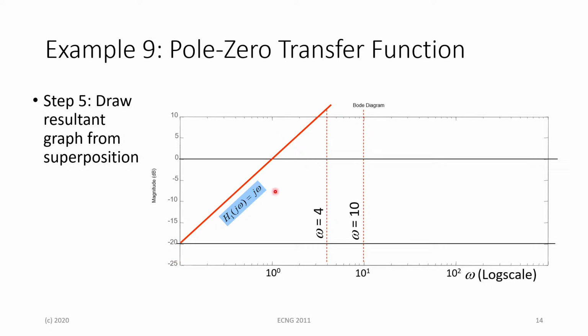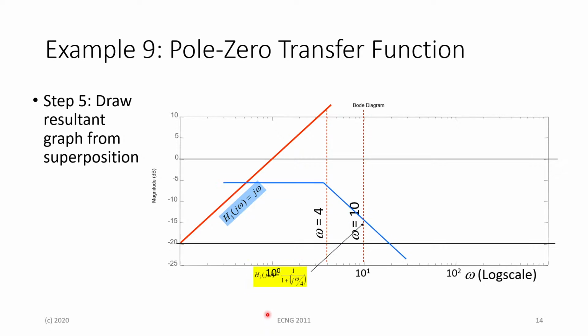So H1(jω) here is equal to jω. This basically is the example we saw, which was a simple zero at the origin. And the magnitude graph for that simple zero at the origin was basically a linear line with a constant gradient of positive 20 decibels per decade. So we draw this line for H1(jω) for our entire graph here.